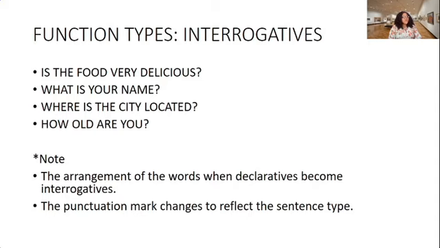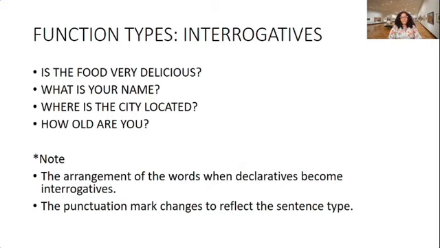Another type of sentence according to function is what we call the interrogatives. Interrogatives are sentences that ask questions. We use them to demand answers. Is the food very delicious? Remember when we talked about declaratives, we said the food is very delicious, which is a statement. But an interrogative sentence will be, is the food very delicious? What is your name? Where is the city located?